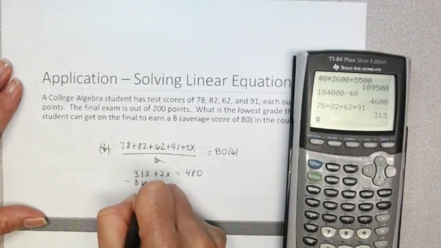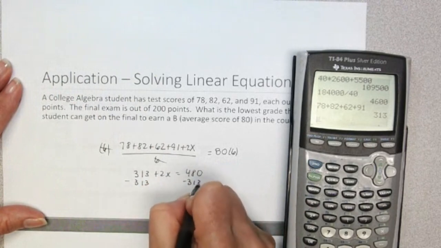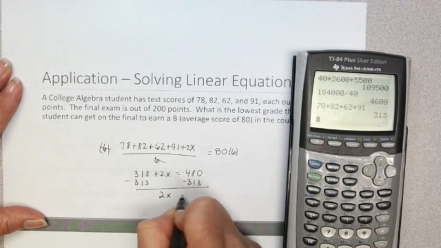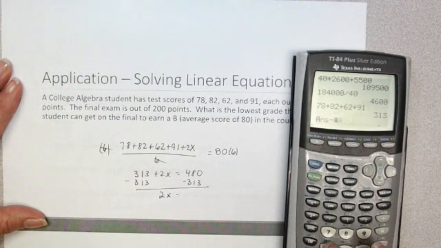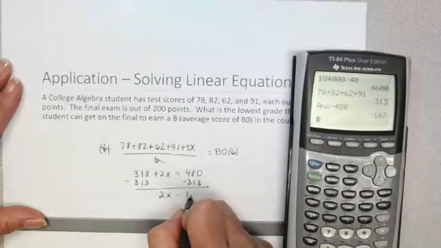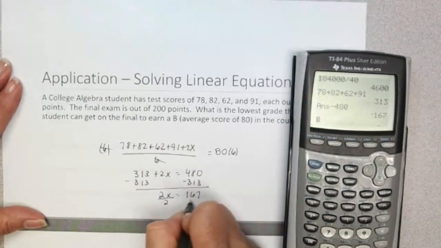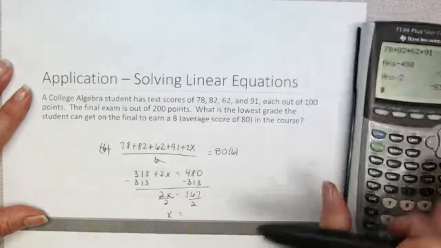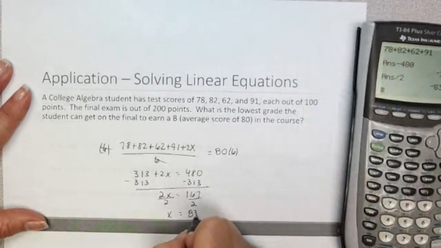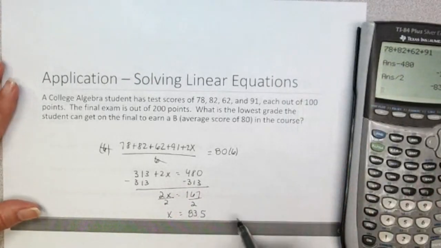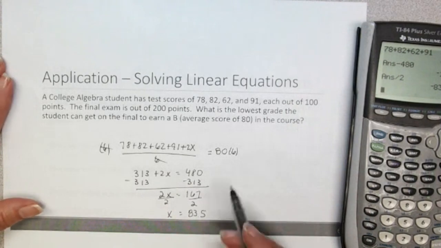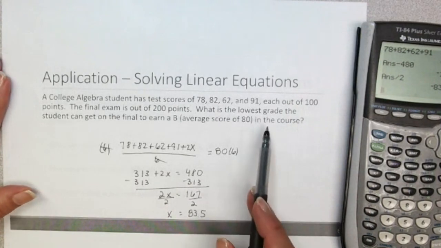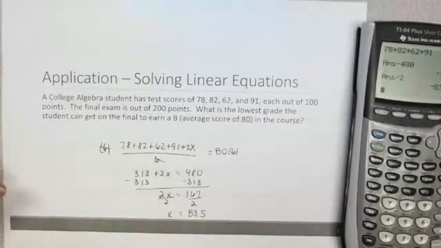And we'll subtract that 313 from both sides. So then 2x is equal to 167. And if we divide both sides by 2, we see that x has to be 83.5. Okay, this person needs to score at least an 83.5 on that final exam to bring their grade up to an 80. So that's one way to do this.